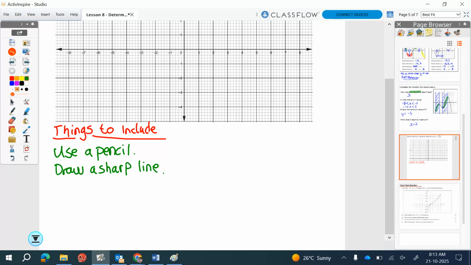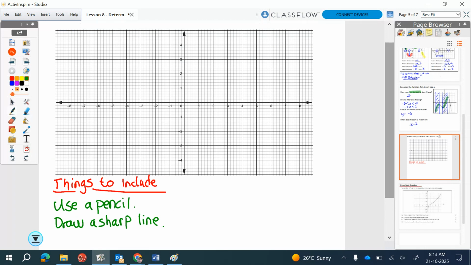So use a pencil in case you get it wrong. You've only got one set of graph paper on this one, usually when you're drawing this type of stuff. Make sure you always have a pencil when you're taking an exam. Use a sharp line. Don't do this. Don't do this. It has to be a clear, firm line, like this one.